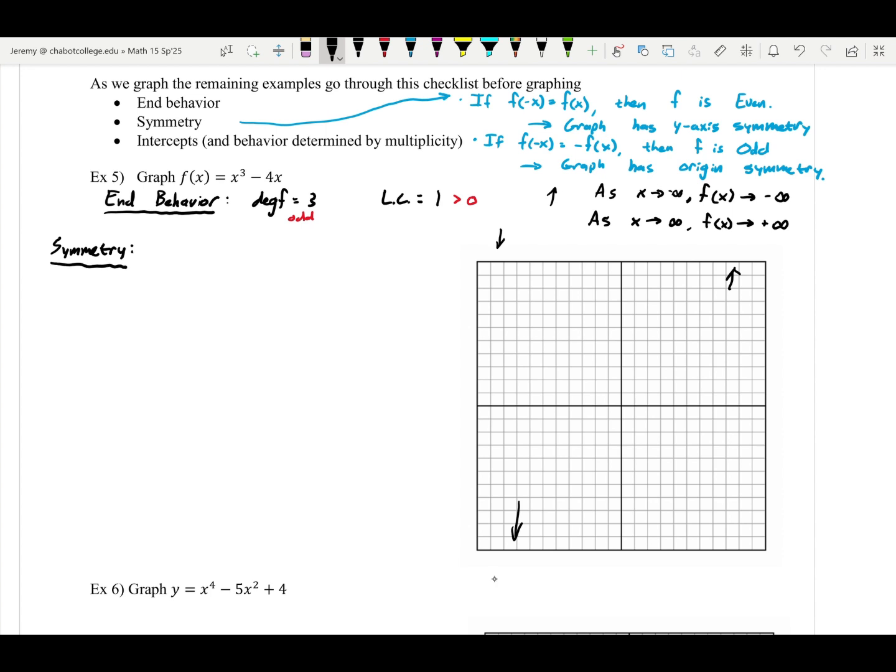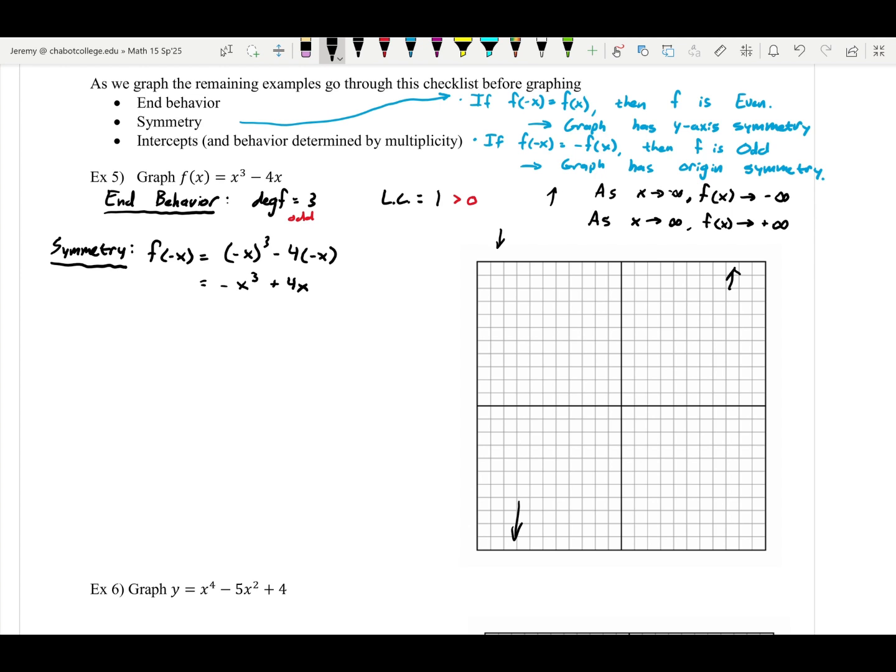So for symmetry, we just want to look at f of negative x. We'll plug negative x into our function and see what happens. So we have negative x cubed minus 4 times negative x. Be sure to use parentheses like I just did. Okay, and then when we raise a negative to an odd power, the negative survives. So this is the same as negative x cubed and then plus 4x.